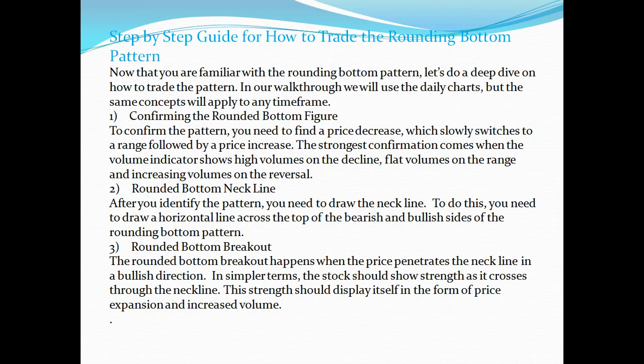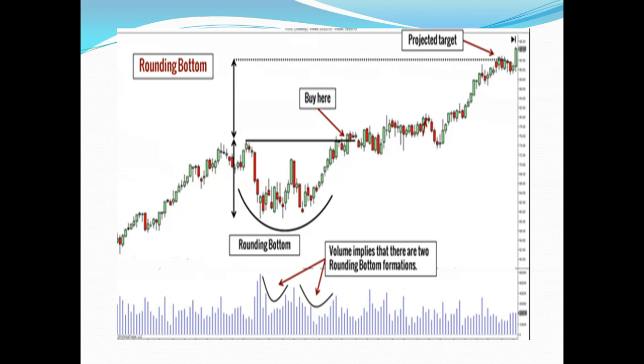In simpler terms, the stock should show strength as it crosses the neckline. This strength should display itself in the form of price expansion and increased volume. So you see this is the rounding bottom pattern, this has formed, and you put a neckline and you have to buy here once you get the bullish candle.